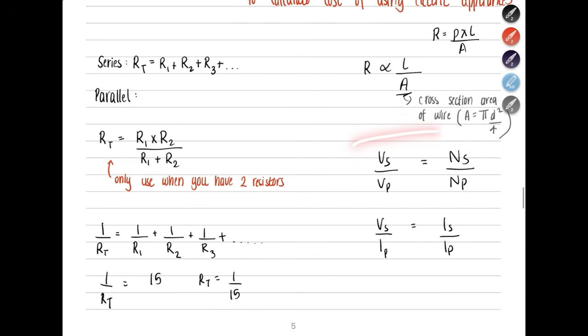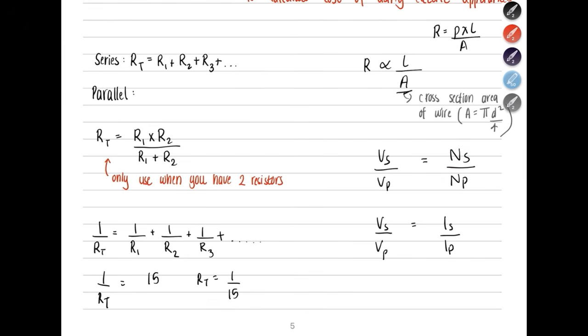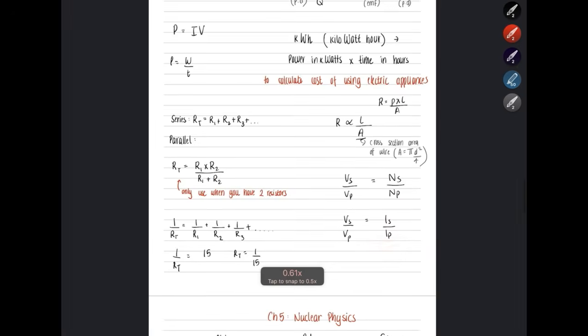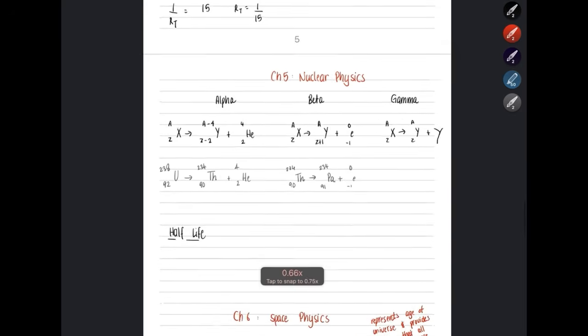Then you have transformers, right? So for transformers, remember, the voltage in secondary divided by voltage in primary equals the number of turns in secondary over number of turns in primary. You can use this to find the unknown value. If you have current, voltage in secondary divided by voltage in primary equals the current in primary over current in secondary. Then let's move on to nuclear physics.